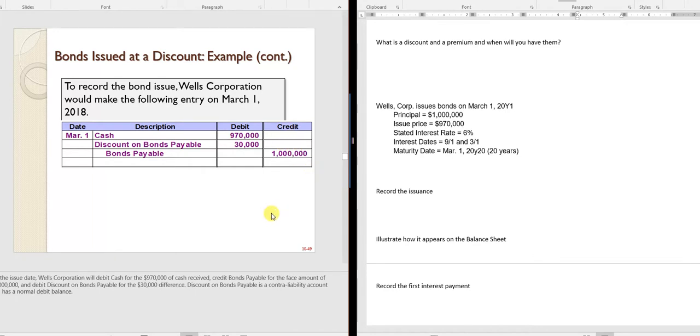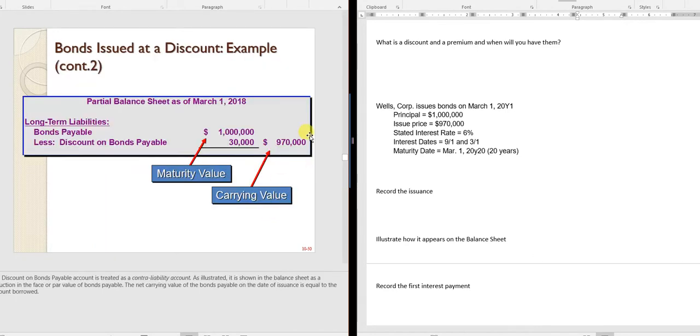So how does it appear on the balance sheet? Notice it appears here. It's sort of like fixed assets, where I have the cost of the fixed assets less accumulated depreciation, and over here is the book value. This is the book value of the bond: the bonds payable less the discount, simply because I have to print an interest rate on it, and by the time I print it and I sell it, the interest rate has changed.